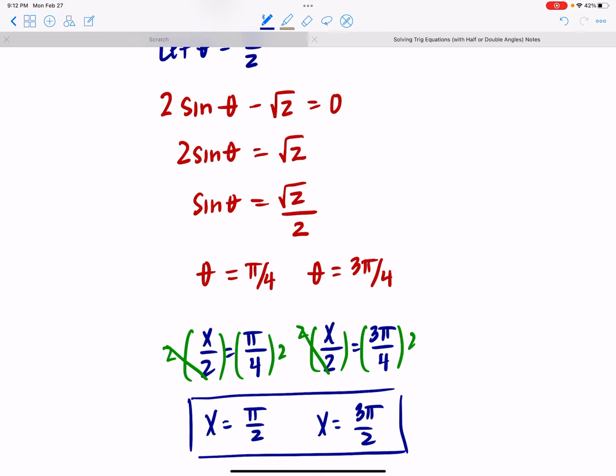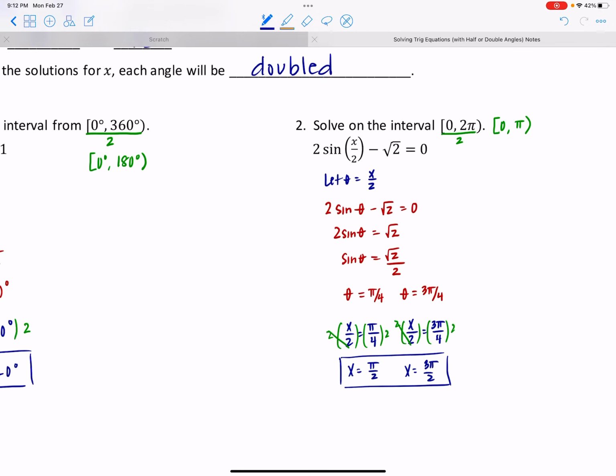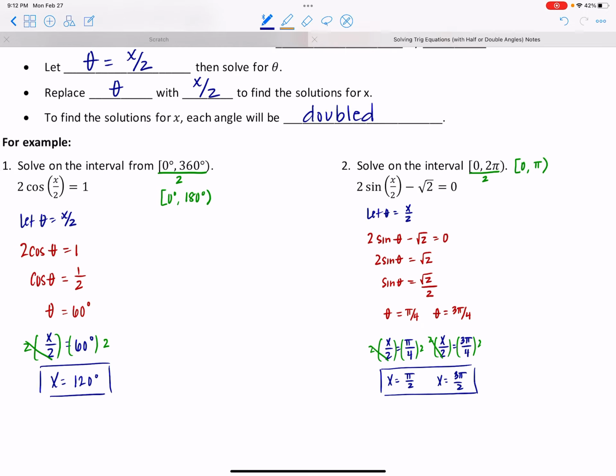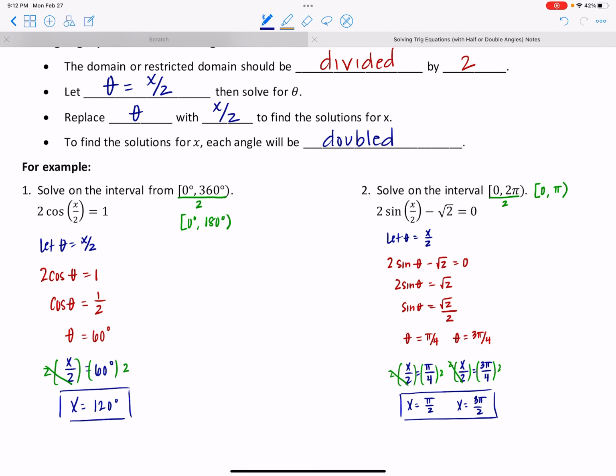Okay? Hopefully this is making a little bit of sense, right? We want to cut the domain in half because we're only looking at half of a cycle. And then we put theta in there, solve for theta, because that's a process we're used to doing. And then just put the x back that we were trying to solve for in the beginning. So we do a little bit of substitution, right? Divide our domain in half, do some substitution, then double our solutions, and we're done.